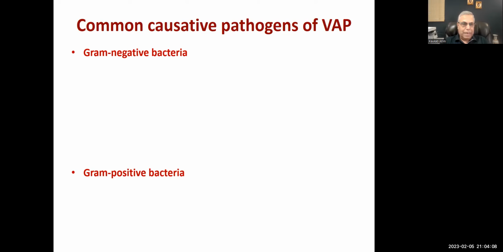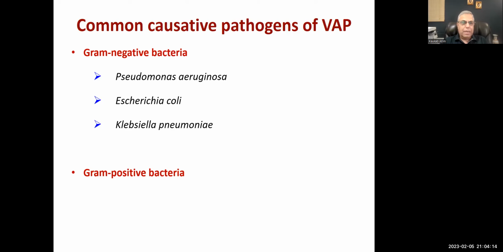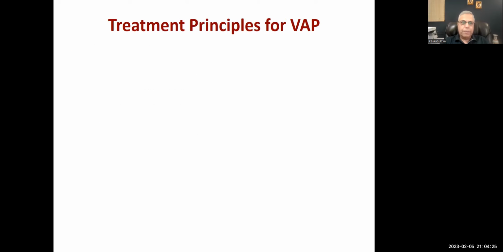Now we look at the common pathogens for ventilator-associated pneumonia. We have got gram-negative and gram-positive. Pseudomonas is there, which is pretty serious. E. coli, Klebsiella, and Acinetobacter species. So all different from community-acquired. Gram-positive Staph aureus is there, okay?